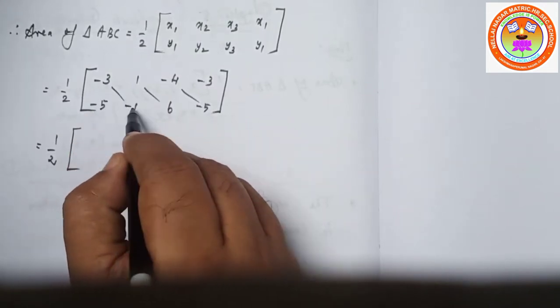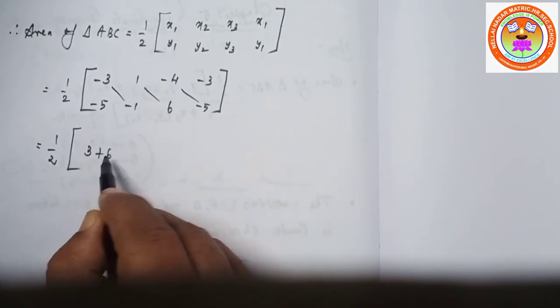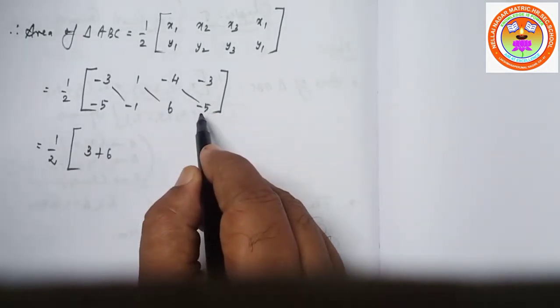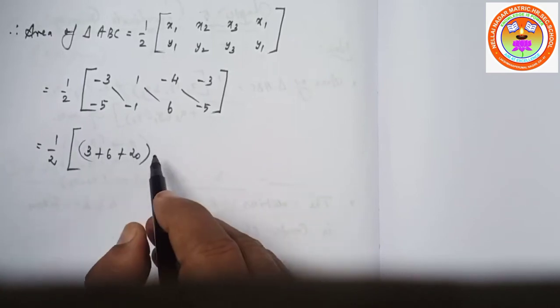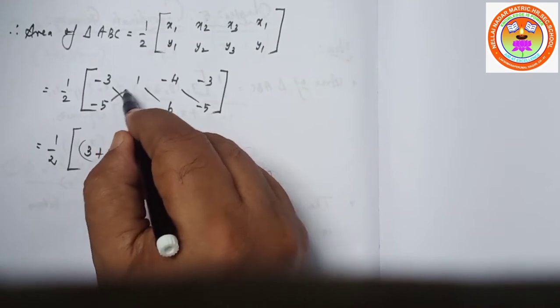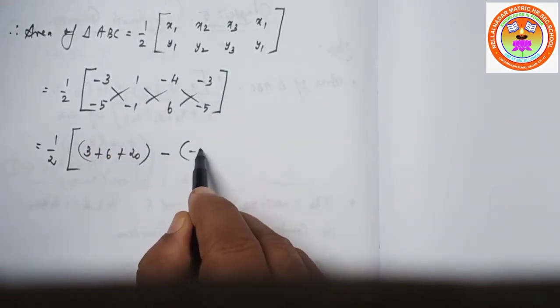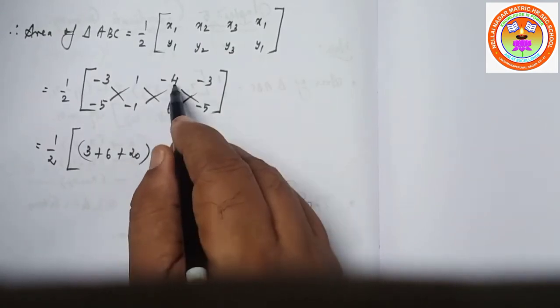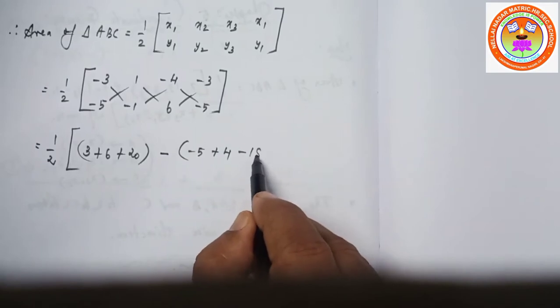Multiply these two. Minus 3 into minus 1 is equal to 3. 1 into 6, 6. Plus 6. Minus into minus plus, 4 5s are 20. Write them inside the brackets. Then introduce minus. Then you have to multiply these three. Minus 5 into 1 is equal to minus 5. Minus 1 into minus 4 is equal to plus 4. 6 into minus 3 is minus 18.